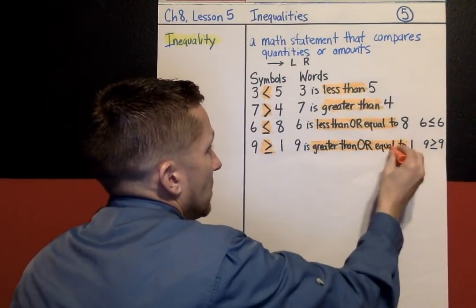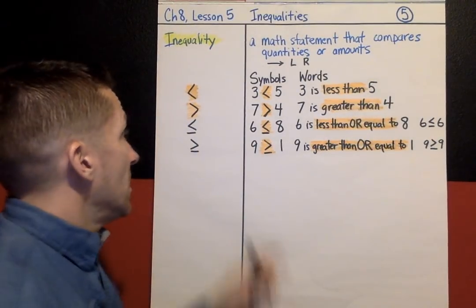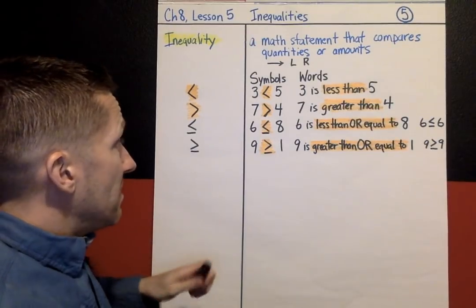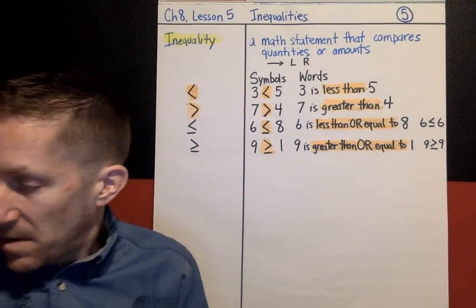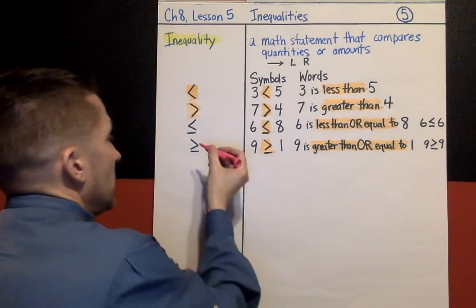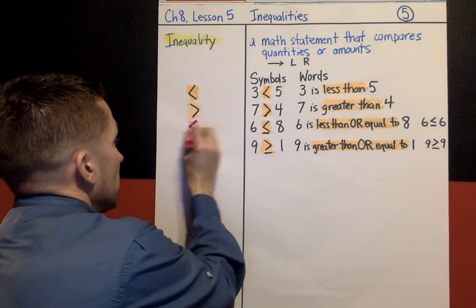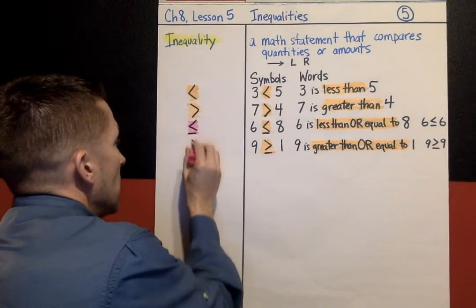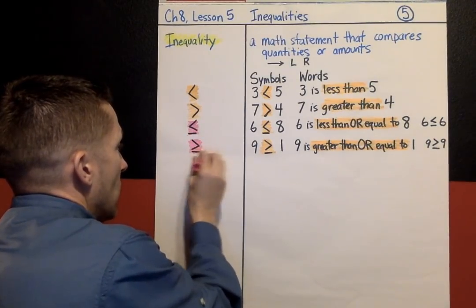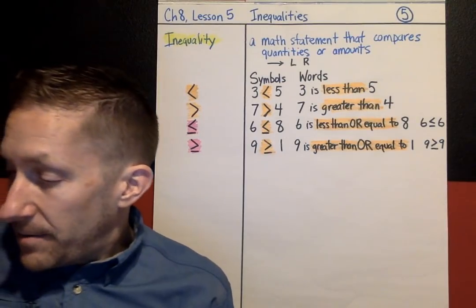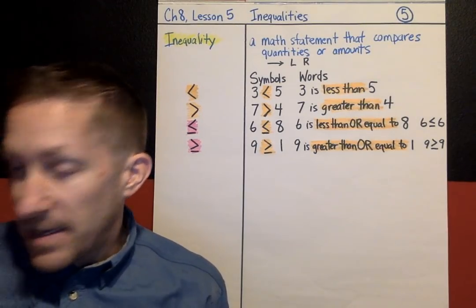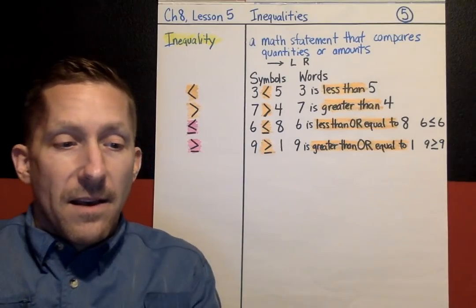9 is greater than or equal to 9. So those are all our inequalities. These two I know that we've looked at. These two are new. Okay, so I'll just put those as a different color to show that these are new. We haven't talked about these. Less than or equal to and greater than or equal to. All right, so how do we use those inequalities? That's what you're going to be practicing today.